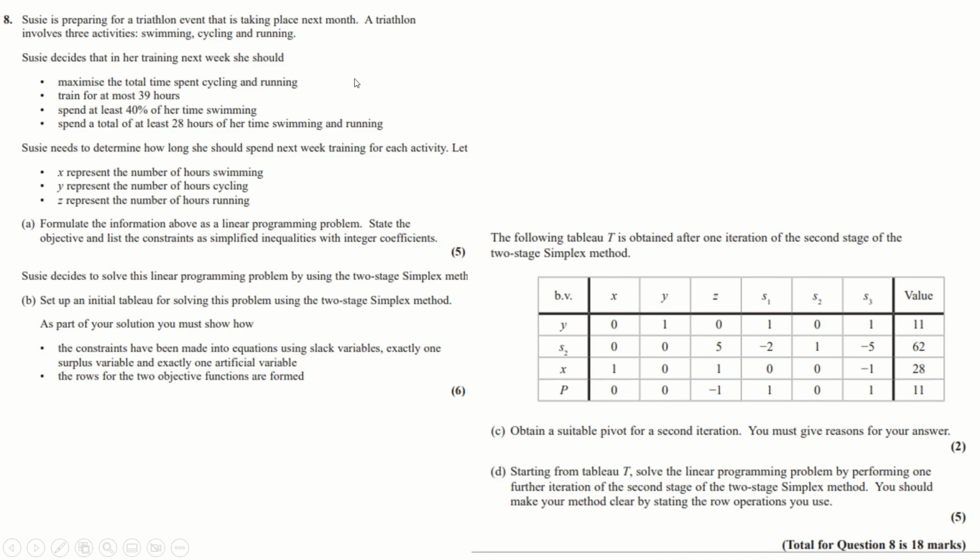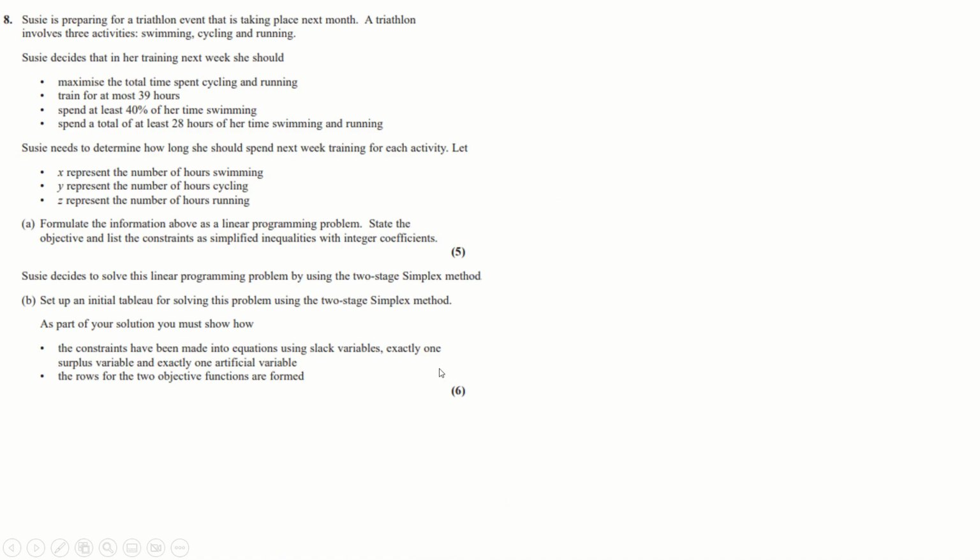So our last problem is about simplex, I guess. It's quite a long question, but we get lots of marks just for doing not much at all. So we're going to maximize time spent cycling and running. They've given us the variables, which is nice. Train for at most 39 hours. That means that x plus y plus z is less than or equal to 39.